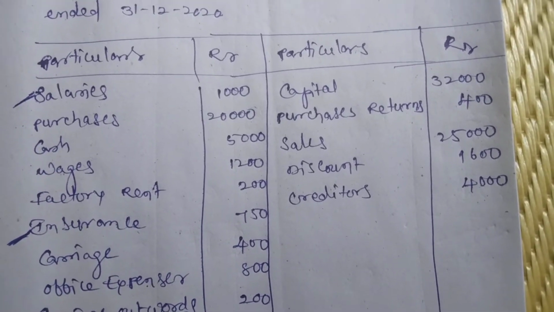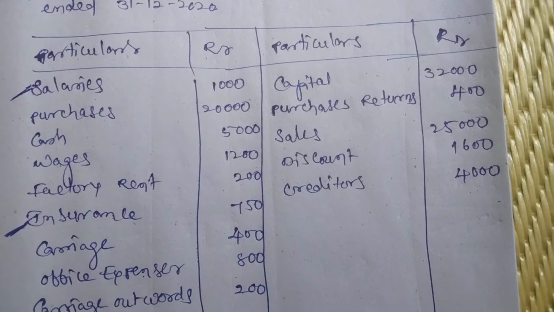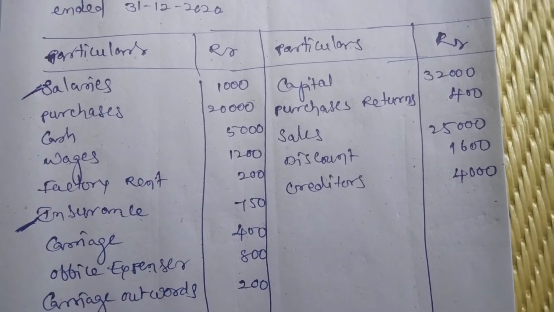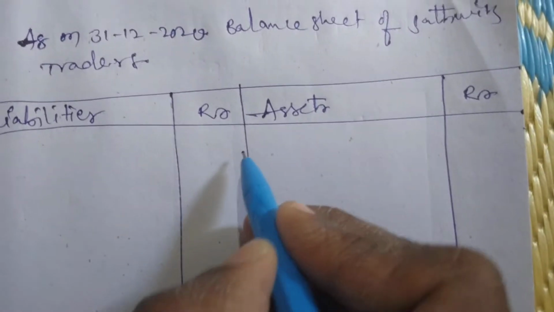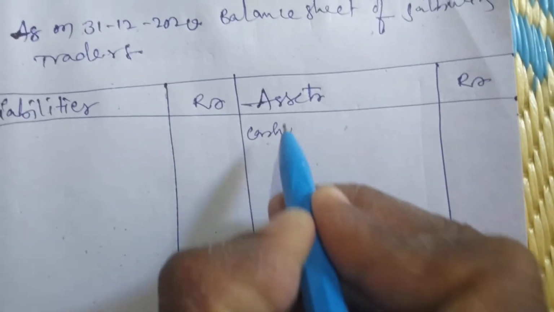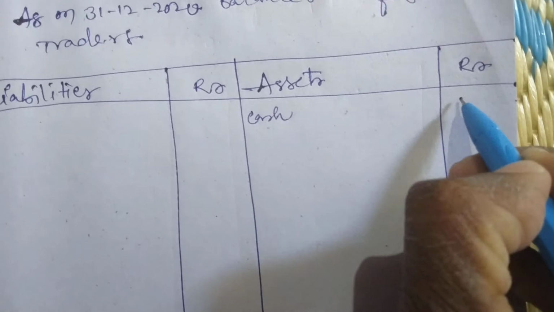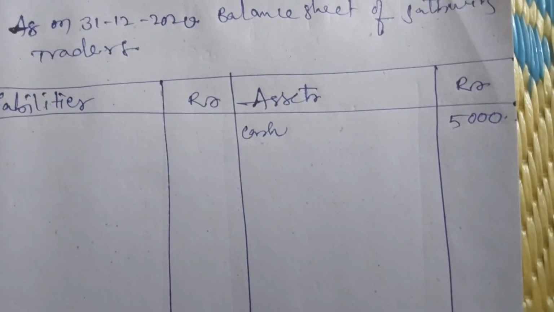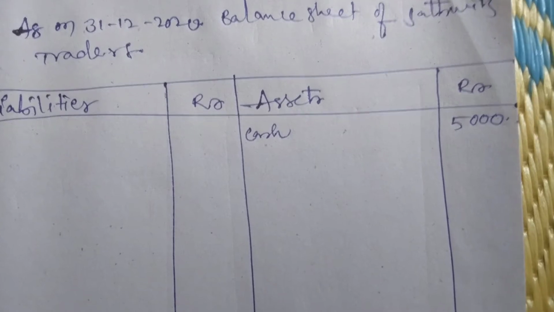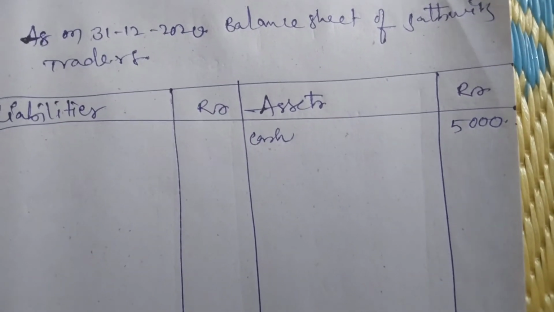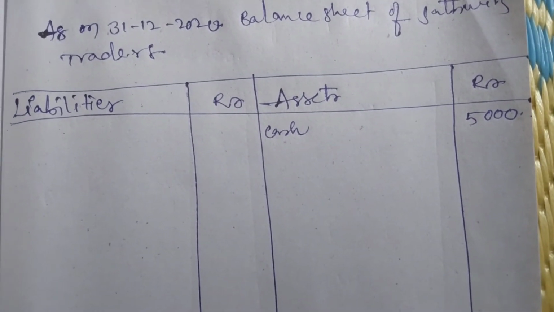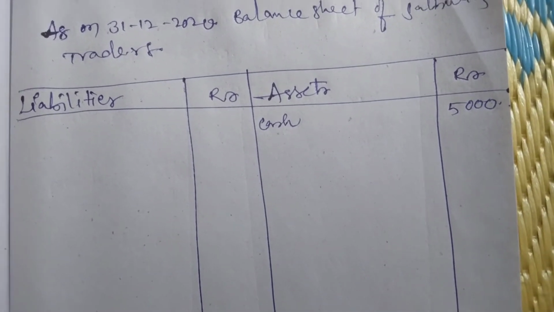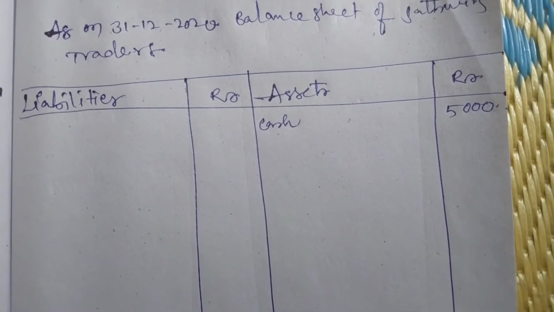Cash 5,000. Cash is shown on the asset side of the balance sheet, 5,000. So cash is written on the asset side. No "to" or "by". Why? Because it's a statement only, so we need not write any "to" or "by". It's not a ledger account, and it has no debit and credit columns. It's only a statement, so write cash 5,000 rupees only on the asset side of the balance sheet.